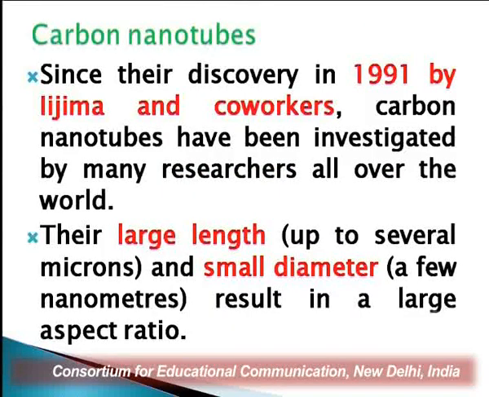Then, as was discovered in 1991 by Iijima and co-workers, carbon nanotubes have been investigated by many researchers all over the world. They have a large length, up to several microns, but a small diameter, which gives a large aspect ratio. The length may be in microns and the diameter is in nanometers. That's why we call them carbon nanotubes, because the diameter of these tubes is in the nano range, and it's all nano size.